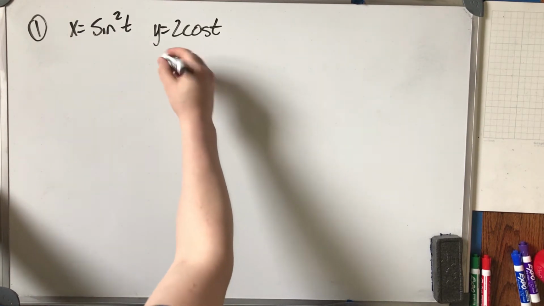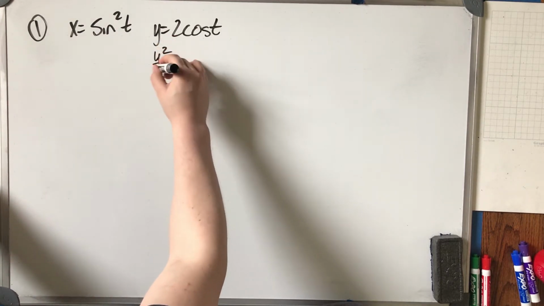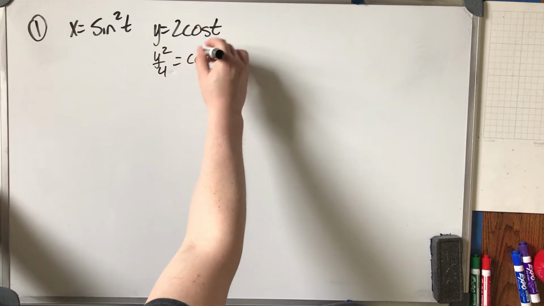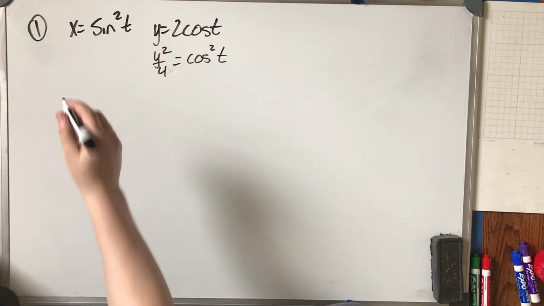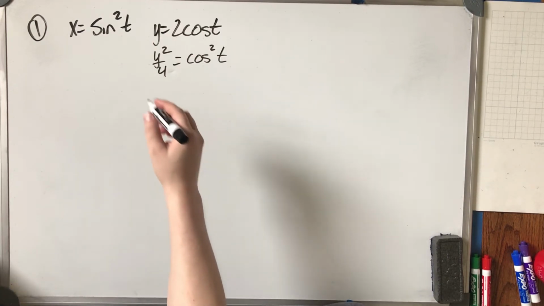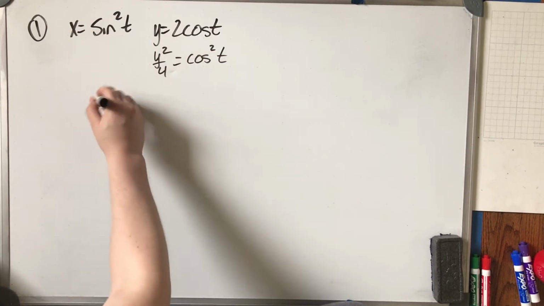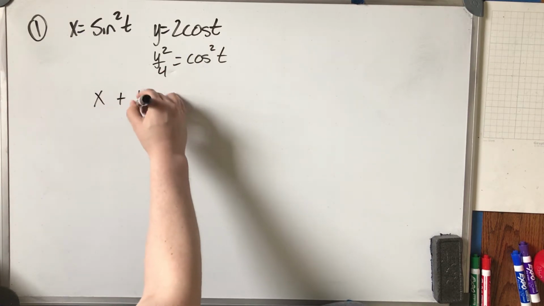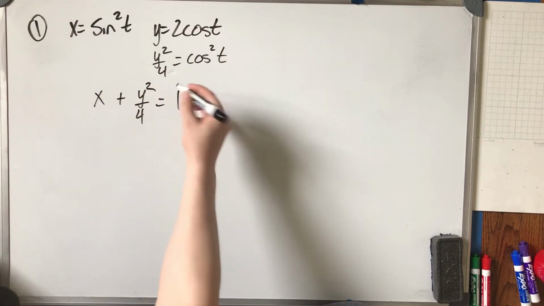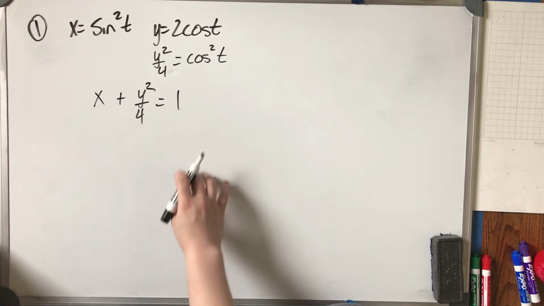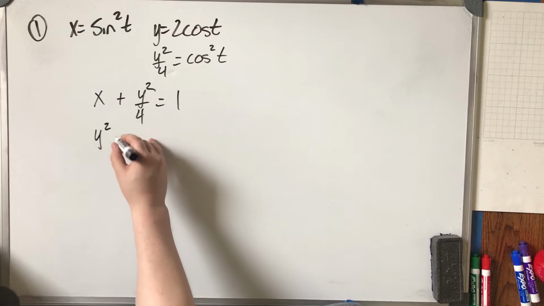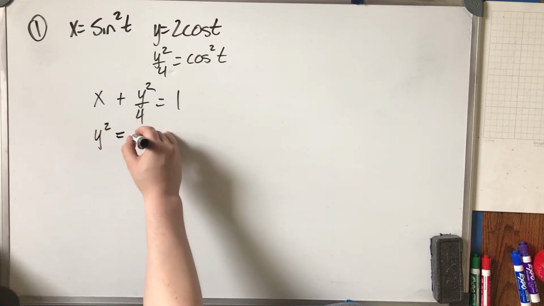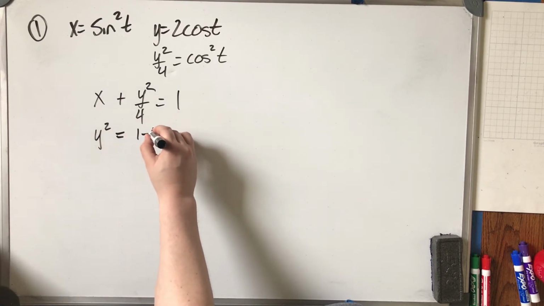We got sine and cosine, so we're pretty much always going to be doing the thing where we isolate the trig value and then square it, and then we can plug it into sine squared plus cosine squared equals 1. So doing that, we have sine squared is x plus cosine squared is going to be y squared over 4 equals 1. And if I just do a little bit of fancy rearranging on this, we'll end up with y squared equals 1 minus x, and then I'm going to multiply all that by 4.